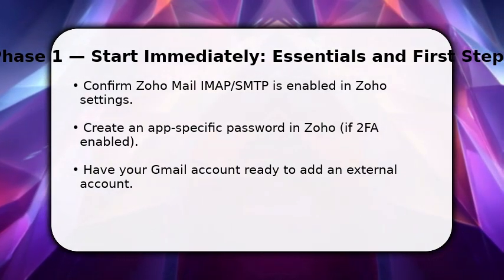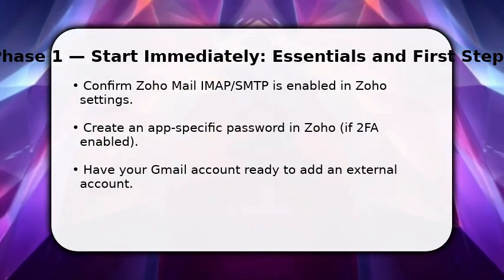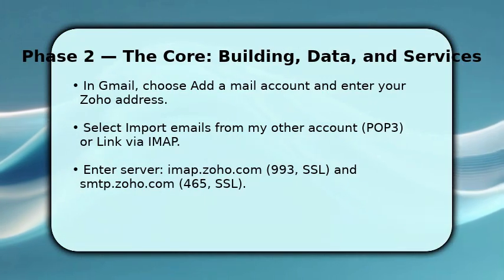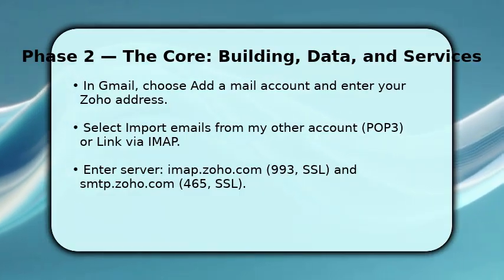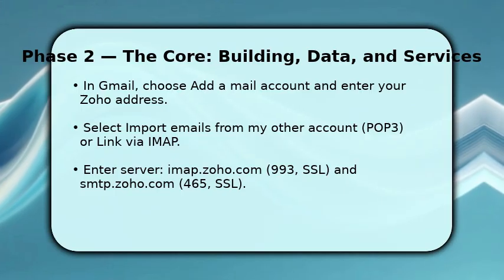You now add the Zoho account inside Gmail. Enter the Zoho address and choose the IMAP or POP option. IMAP keeps folders synced, so prefer it. When prompted, supply the Zoho username and the app-specific password.